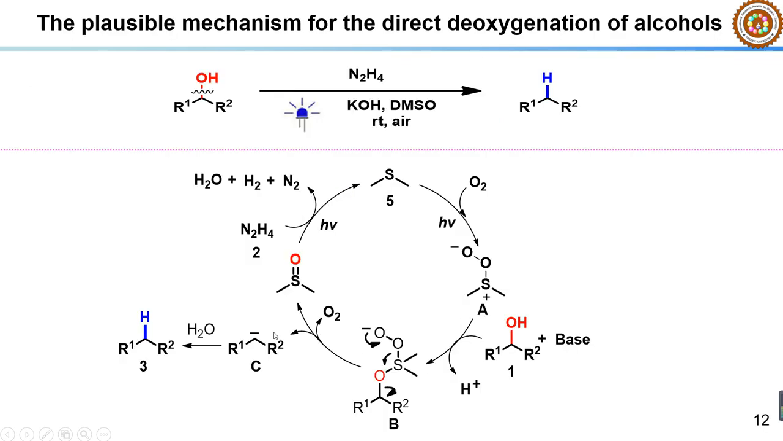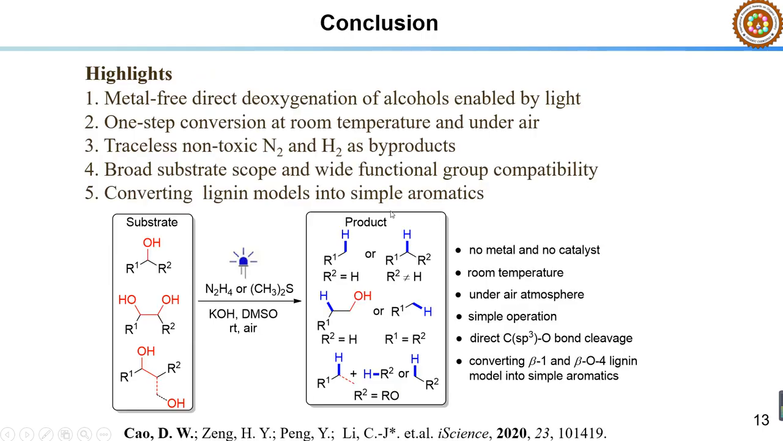Based on the mechanistic studies above, we proposed a plausible reaction mechanism. Firstly, DMS is generated in situ from the reaction of DMSO with hydrogen enabled by light, meanwhile releasing nitrogen, hydrogen, and water. Then light-promoted DMS reacts with oxygen to form intermediate A, which reacts with alcohol 1 in the presence of base to provide intermediate B. The release of oxygen and DMSO from intermediate B results in the carbonyl intermediate C. Finally, hydrogen proton abstraction from water by intermediate C gives the desired product 3.